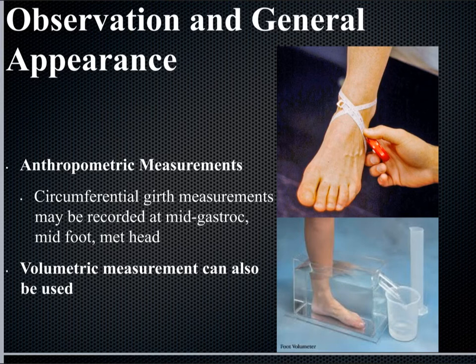Okay, other things that we want to consider as we assess our patient is we want to take anthropometric measurements, which we'll do in the lab setting. But essentially, we want to assess swelling. We can do that with a measurement tape, or we can do it with a volumetric assessment, but this is extremely rare in the clinical setting. Most often, we're going to take out a measuring tape and assess ankle girth and foot girth in the clinic.